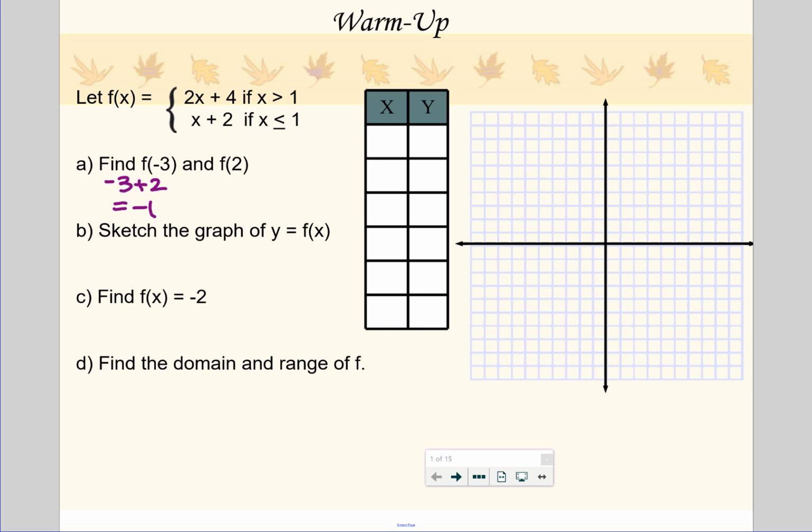Do I plug 2 in the top or bottom? Top, because it's a number bigger than 1. 2 times 2 plus 4. Your answer there should be 8. All good there, evaluating. Okay, so then your table.